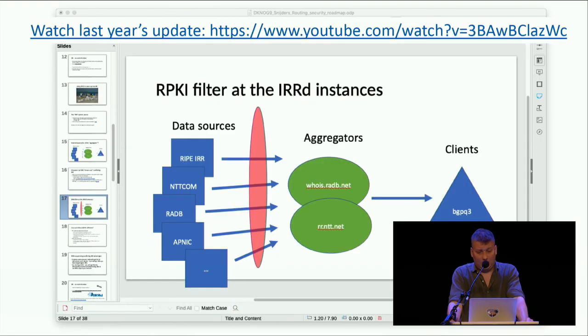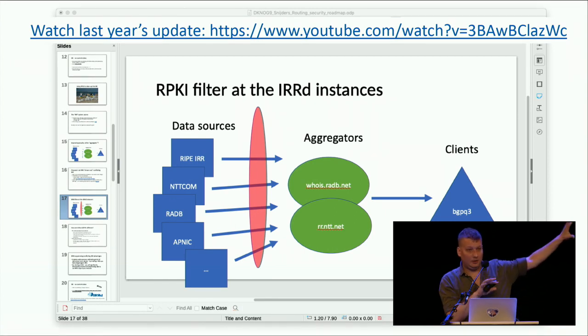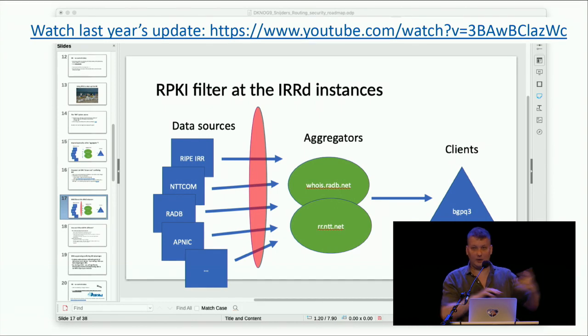So the proposal was to use the IRRD instances as a smart middleware between the IRR data sources that are not trustworthy and the consumers of such data, such as BGPQ3 or PEval or homegrown filter generators. If we put RPKI-based filtering in the middle of that, we don't need to upgrade the clients, we don't need to change BGPQ3. In fact, we can leave the entire ecosystem as it is. We only need to upgrade that one component in the middle. So we're now working towards finalizing the details on this, and I hope to have more news for you in the next few months.